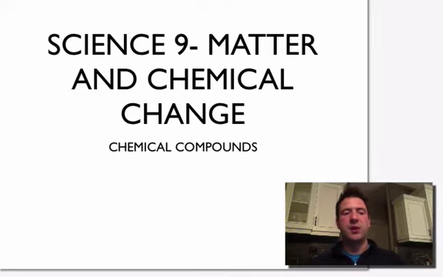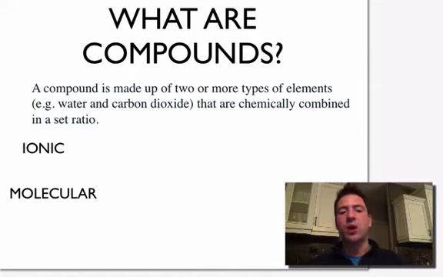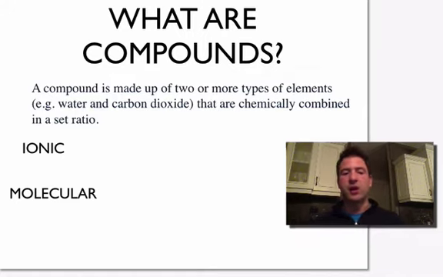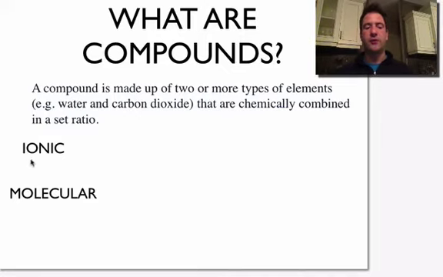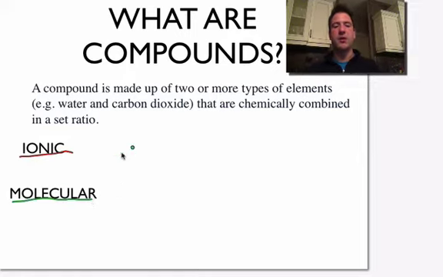First thing we're going to talk about is basically what are compounds. So we've talked about compounds as pure substances. What they are is a combination of two or more types of elements, and they're going to chemically combine in a set ratio. So basically we take two or more elements and they combine together, and they're going to form two types of bonds. They're going to form this ionic bond, and then they're also going to form this molecular bond.